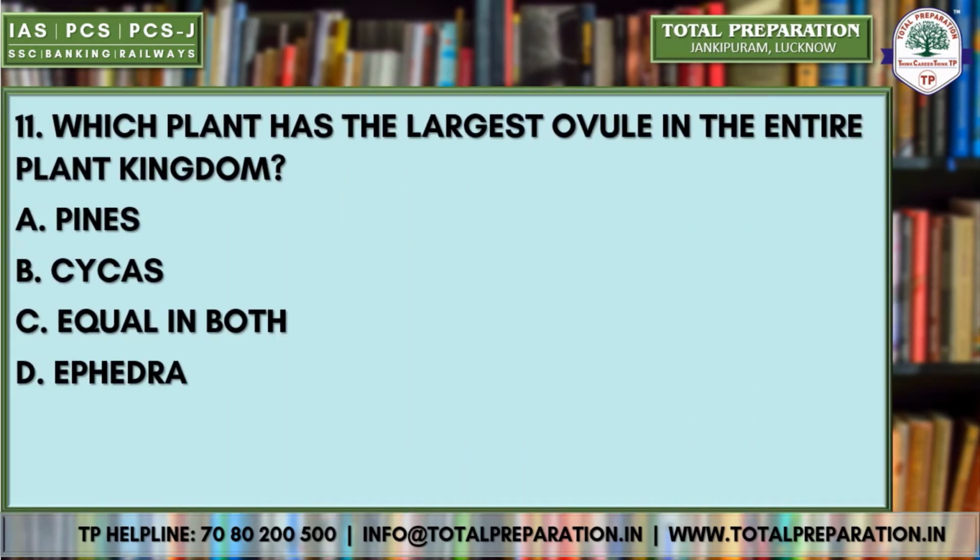Which plant has the largest ovule in the entire plant kingdom? The options are pines, cycas, equal in both, or ephedra. The correct answer to this question is cycas, which is option B.